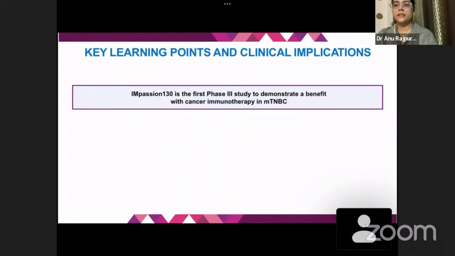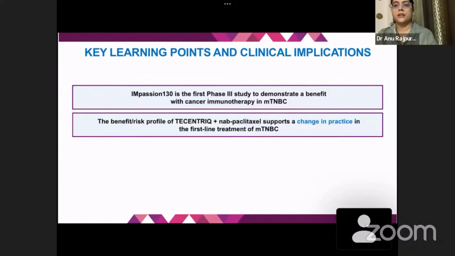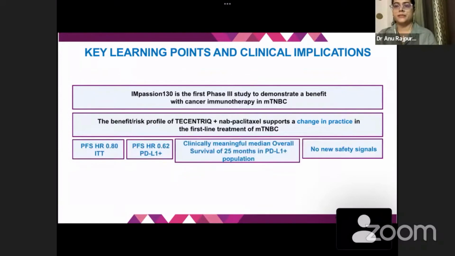So what are the key learning points and clinical implications? IMpassion130 is the first phase 3 study to demonstrate the benefit of cancer immunotherapy in metastatic triple negative breast cancer. The benefit risk profile of Tecentriq plus NAPAC supports a change in practice in first-line treatment of triple negative breast cancer. Then we have to see if the patient is PD-L1 positive, the benefit is certainly there, but not in PD-L1 negative patients.